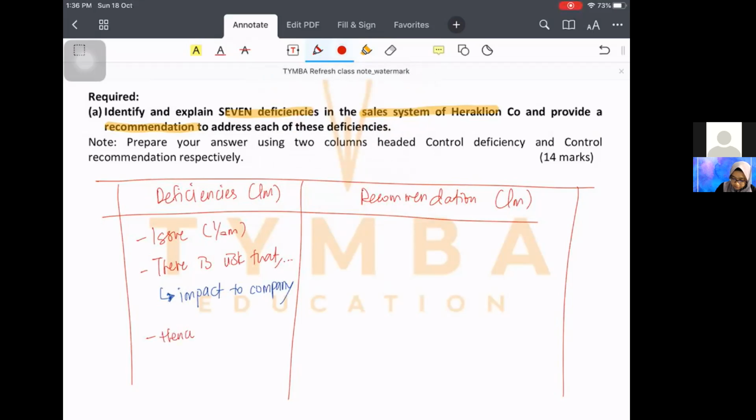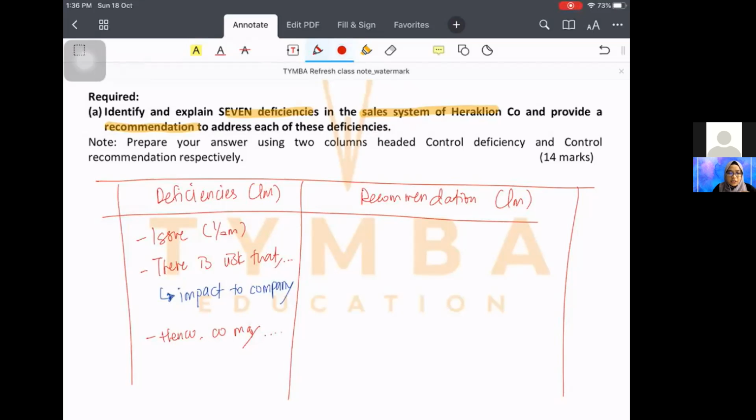hence company may something. Yep, hence company may something. Hence company may suffer losses. Hence company may have to incur more overtime expenses in the current year. Hence company may suffer in terms of inaccurate revenue recorded.